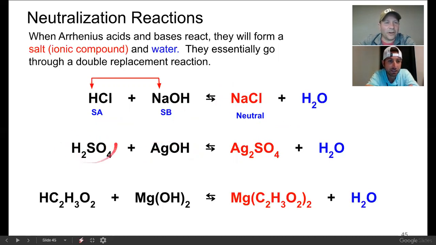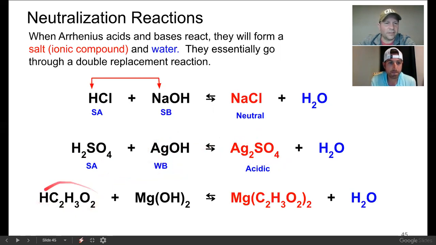What about this sulfuric acid? Is that one of our strong ones? Strong acid. What about silver hydroxide? Silver is a transition metal, so I don't think it's in group 1 or 2. So therefore, it's going to be weak. There you go. So you've got a strong acid, weak base. What's the salt going to be? That's going to be an acidic salt right there. So silver sulfate is an acidic salt. Hopefully they can kind of see the pattern here.